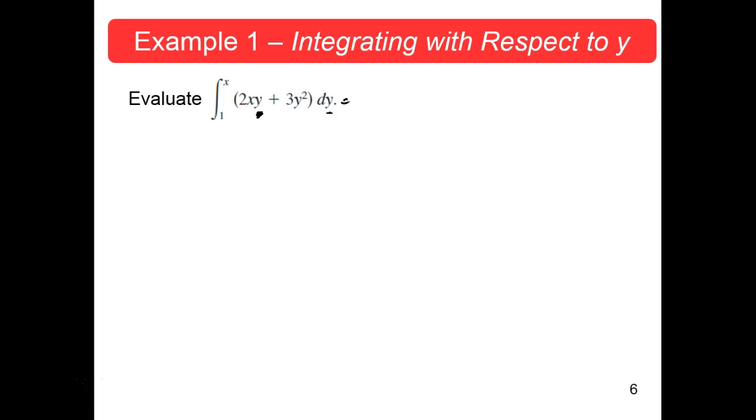If you need to, rewrite it this way: the integral from 1 to x, or you can leave that out, because the x is treated as a constant, call that c, of cy plus 3y squared dy. Just treat the x as if it's a constant. If that was your problem, how would you integrate this with respect to y? C is just a constant. That would be y. Integrate. Antiderivative.